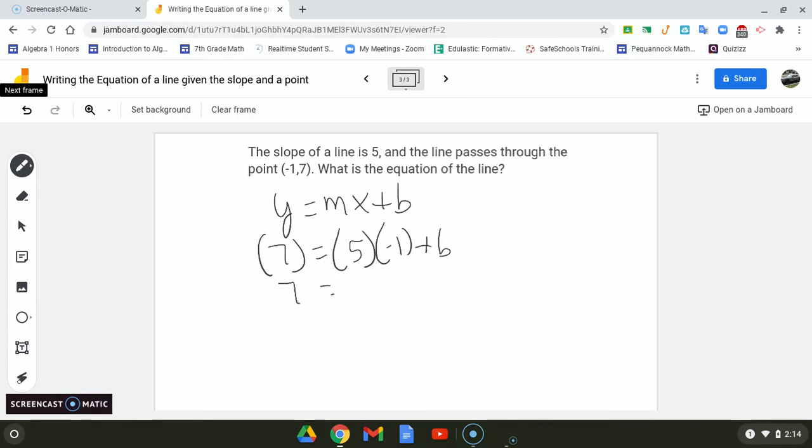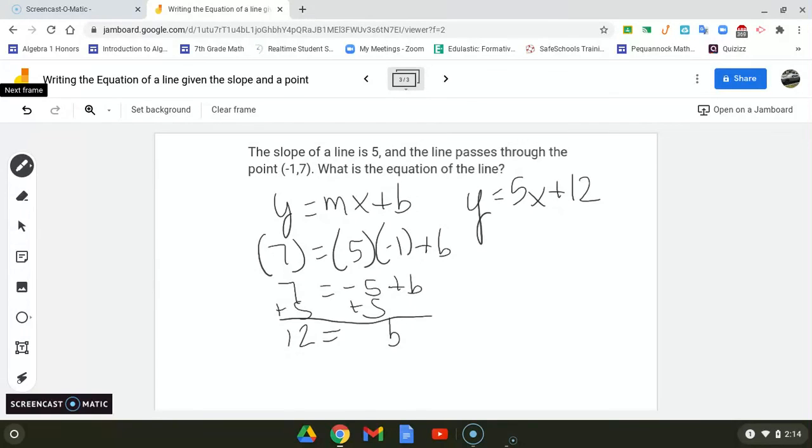So 7 is equal to -5 plus b. And then we add 5 to both sides of the equation. And just like that, 12 is equal to b. So our equation is going to be y is equal to 5x plus 12. And before you know it, you're writing these equations. Really simple, very straightforward. It's straight substitution.